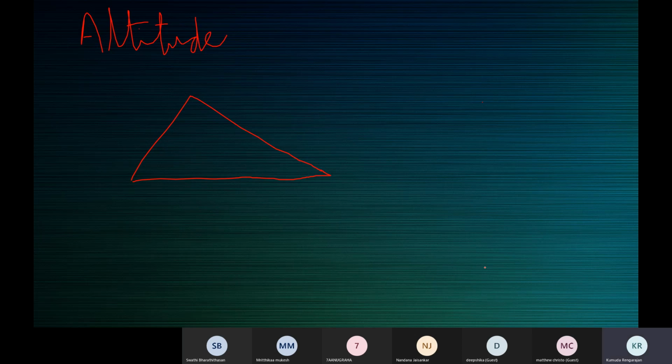Why should all be less than 90? What if one angle is less than 90? Why can't we call it acute? Ma'am, because an acute angle is something that is less than 90 degrees, ma'am. No, that's what I'm asking. If one angle is less than 90 degrees, why can't we call it an acute angle triangle?